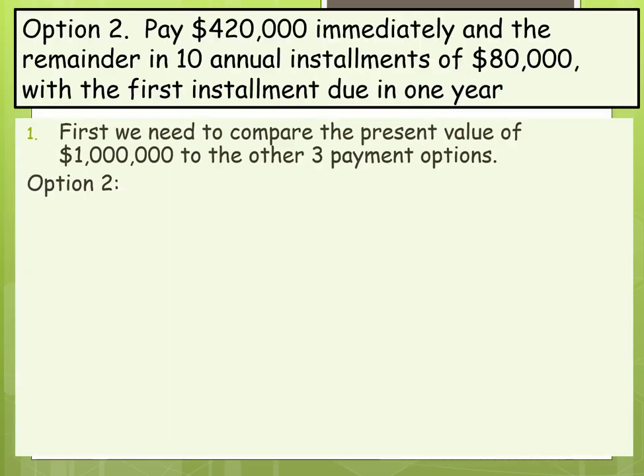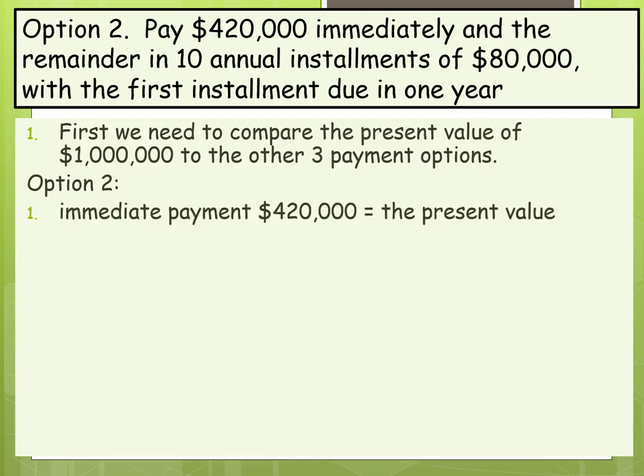Now our first option is to pay $420,000 immediately and the remainder in 10 annual installments of $80,000, with the first installment due in 1 year. So first we need to compare the present value of the options, so we're going to do option 2. First, we have an immediate value of $420,000, which means that is the present value. So we don't have to do anything with the $420,000.